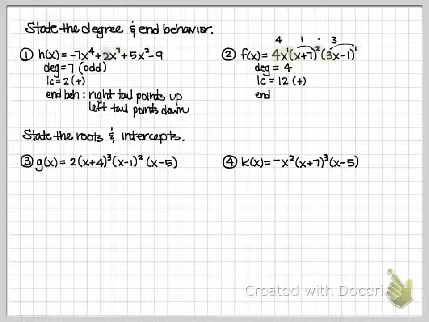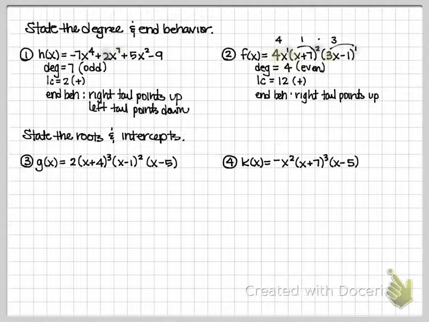So end behavior, I'm going to say that the right tail points up because of the positive leading coefficient. And then I'm going to take a look back at the degree. The degree in this case is an even number, so that tells me what the left side does.